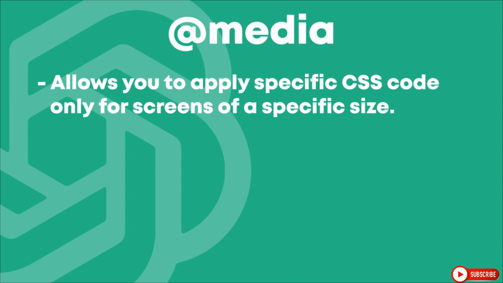For instance, if you want to make the font size smaller for mobile than for desktop, such specific changes for smaller screens can be made using the @media rule. This allows you to set specific CSS declarations that only apply when the screen is a certain size. So this is how you use the @media rule.